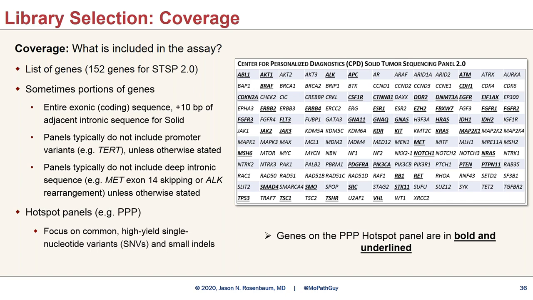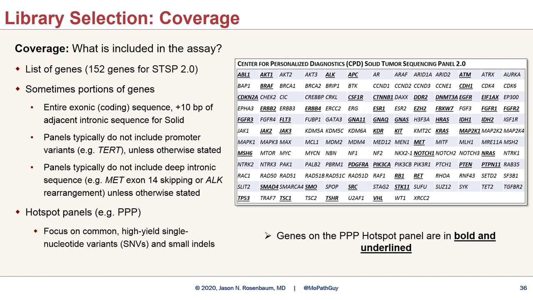And there is such a thing as a hotspot panel. You may have heard the term hotspot before. A hotspot panel is a narrowly focused panel that sequences only the regions of genes that are high yield. So for example, it wouldn't sequence all of KRAS, it would sequence the most important loci like KRAS G12, G13, and Q61.